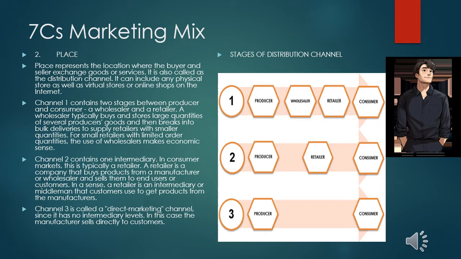Channel 2 contains 1 intermediary. In consumer markets, this is typically a retailer. A retailer is a company that buys products from a manufacturer or wholesaler and sells them to end users or customers. In a sense, a retailer is an intermediary that customers use to get products from the manufacturers. Channel 3 is called a direct marketing channel since it has no intermediary levels. In this case, the manufacturer sells directly to customers.